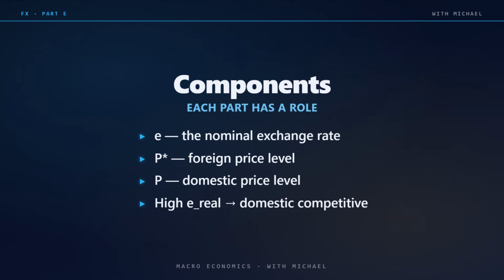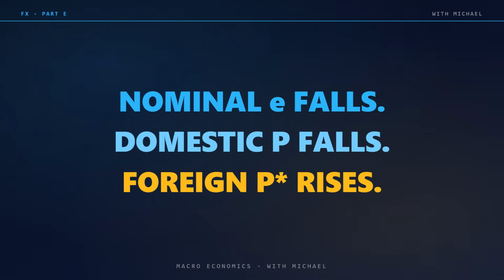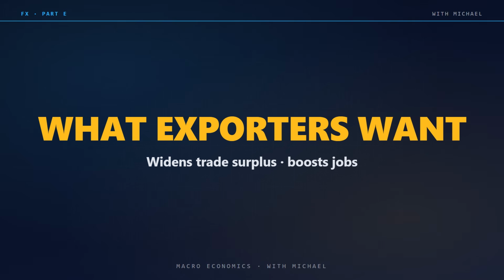Section 3. Real depreciation. A real depreciation can happen in several ways. The nominal rate falls, making domestic goods cheaper in foreign terms. Domestic prices fall, making local goods cheaper. Foreign prices rise, making the rest of the world more expensive. Any of these moves makes the country more competitive. Real depreciation is what exporters cheer for. It widens trade surpluses. It boosts employment in tradable sectors. It is the standard prescription for an economy with high unemployment and external imbalances.